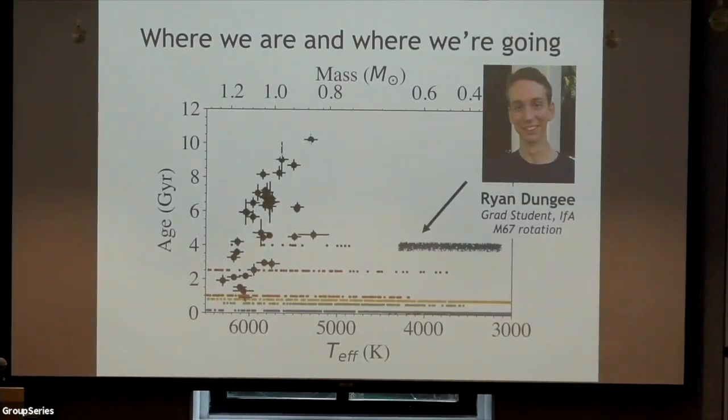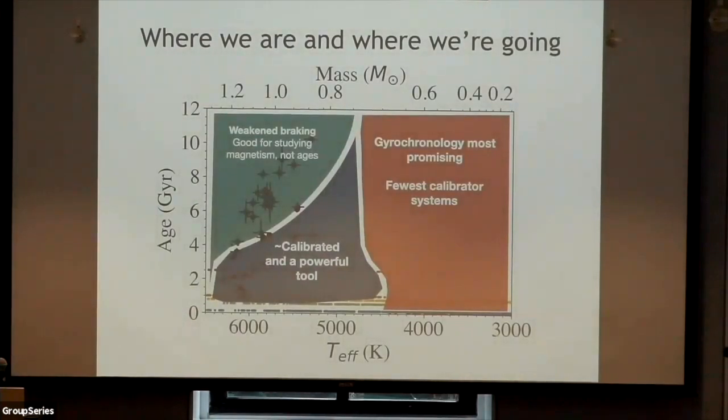We've been working on M67, which is a 4 billion-year-old cluster, from the ground. We have a rotation sequence. It's not ready to be thrown up and recorded yet, but we have one, and it's super interesting. That paper is coming soon.